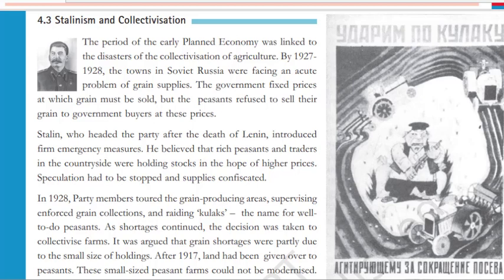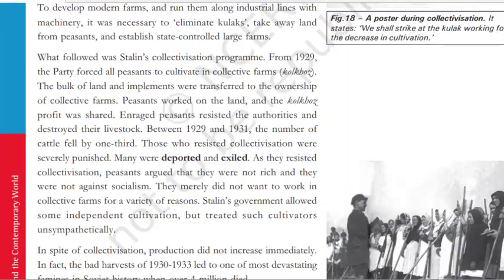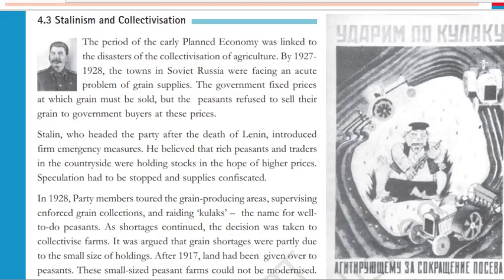After 1917, land had been given over to peasants. These small-sized peasant farms could not be modernized. To develop modern farms and run them along industrial lines with machinery, it was necessary to eliminate kuliks, take away land from peasants, and establish state-controlled large farms. Fig. 18: poster during collectivization. It states, "We shall strike at the kulik working for the decrease in cultivation."